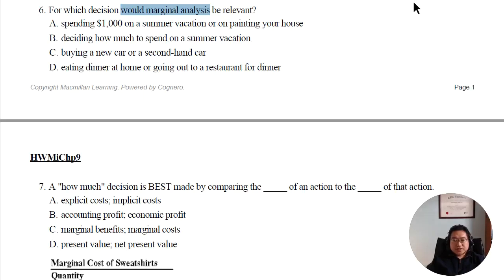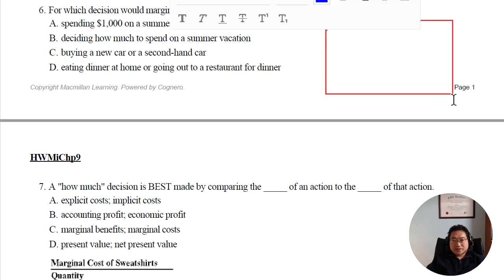This is question 6 to question 10 in the assignment for chapter 9. Question 6. For which decision would marginal analysis be relevant? If you find cost is higher than the benefit, right?